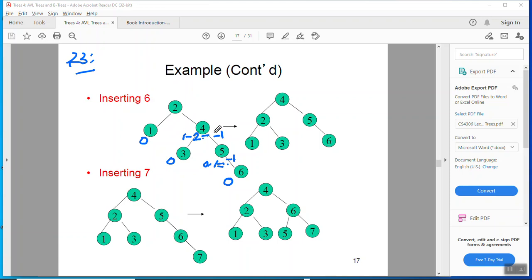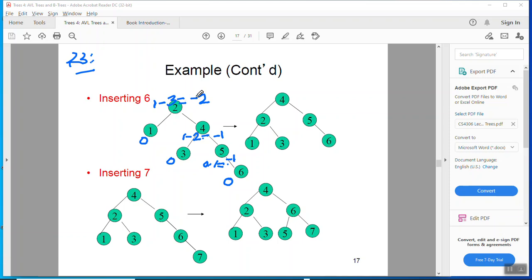And for this one, balance factor will be 1 minus 3. For height we will take the maximum height. So 1 minus 3 equals negative 2. That means this is an imbalanced BST. Imbalanced means actually it is not an AVL tree, right?